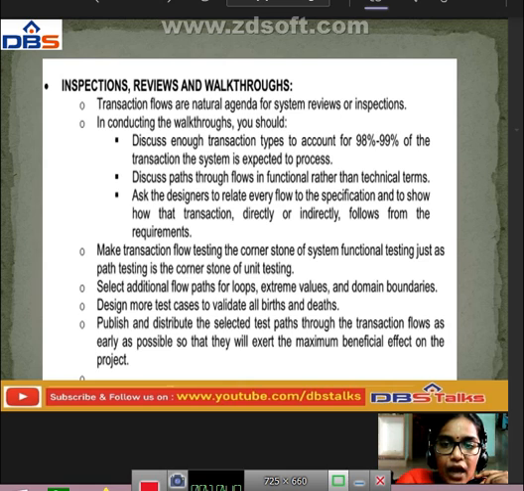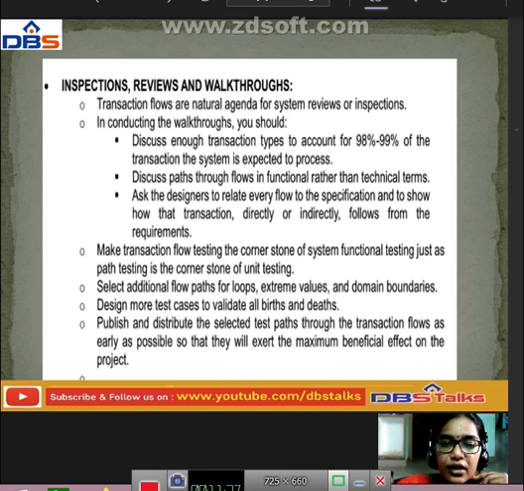Okay. And here you have already said you have to ask the designers to list every flow and specification, and to show how the transaction flows directly or indirectly from the requirements. But first of all, after doing this, you have to make the transaction flow testing from the cornerstone of the system to the functional testing, just as path testing. You have to take it as a cornerstone of the unit testing, and you have to select the additional flow paths.